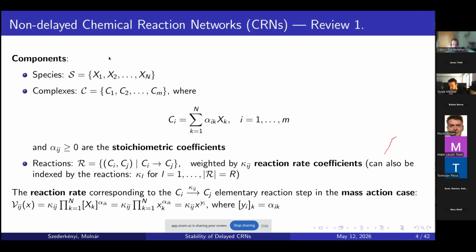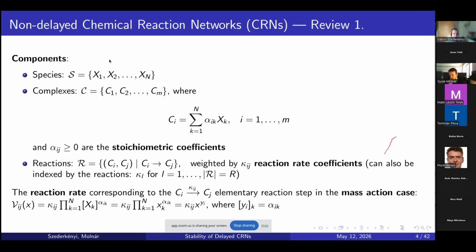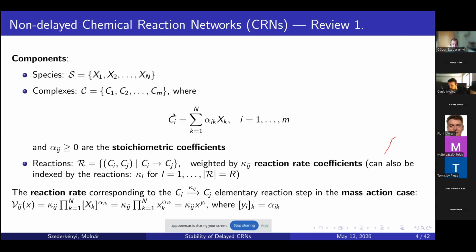Okay, let us run through the very standard notations. We have n species, m complexes, which are formally the non-negative integer linear combinations of the species. These alphas are the stoichiometric coefficients. We have R reactions in the network. So reaction means that some complex Ci is transformed to some other complex Cj in the network, and in this way we have a nice directed graph of the network.